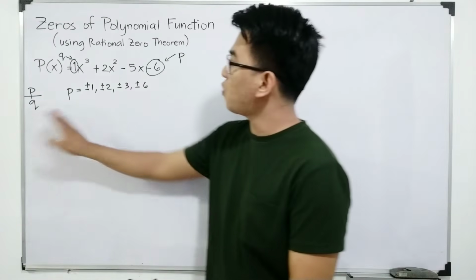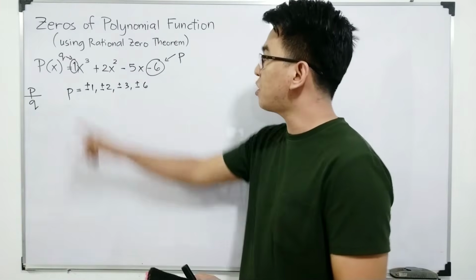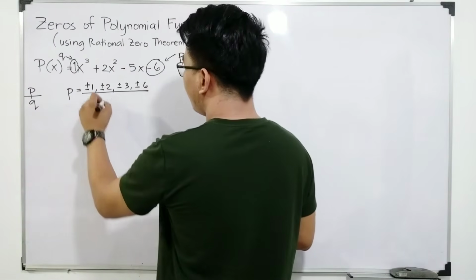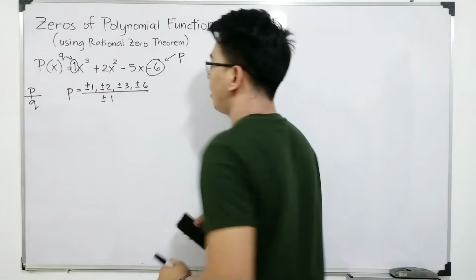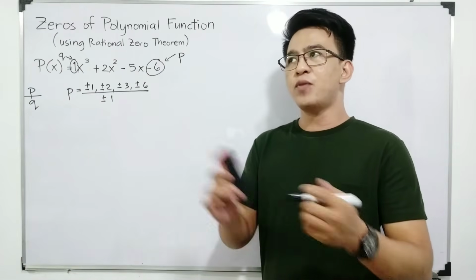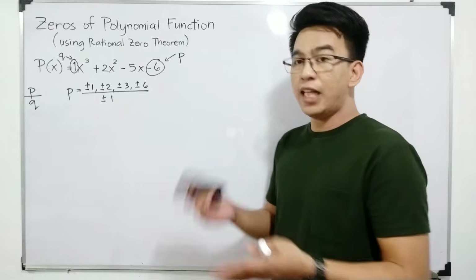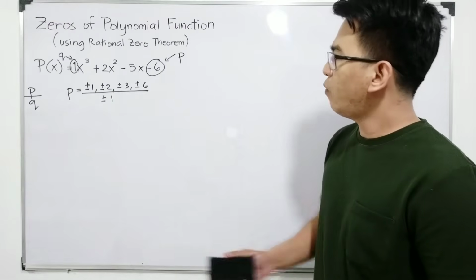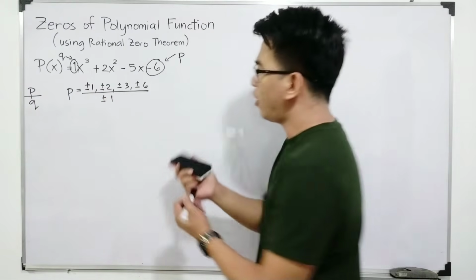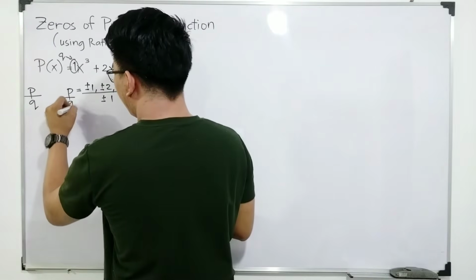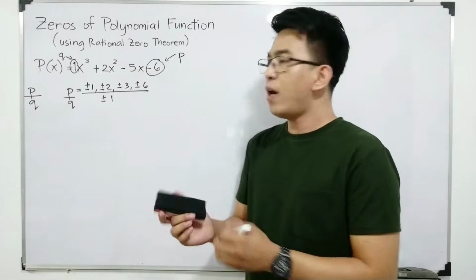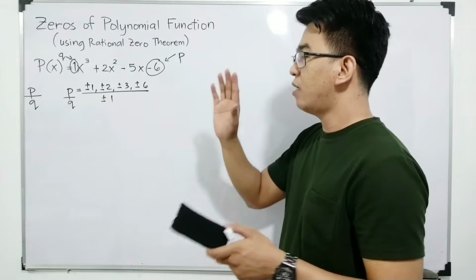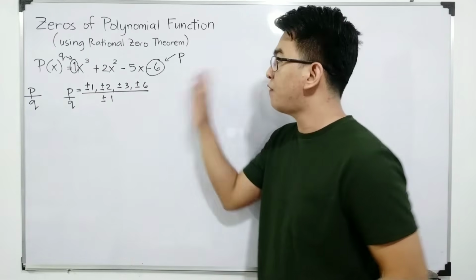And now let's move on with the factors of your q, or the leading coefficient, which is 1. Since 1 lang naman yan, ang kanyang mga possible factors ay positive or negative 1. 1 times 1 is equal to 1, and negative 1 times negative 1 is positive 1. This is our q, yung factors ng iyong leading coefficient. Ito kasing p over q natin will give us all the possible values of x, or all the possible zeros of this function.